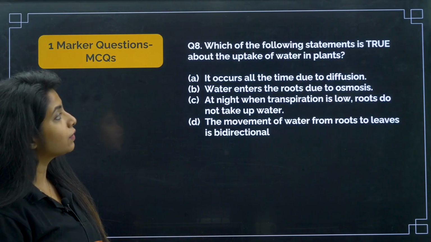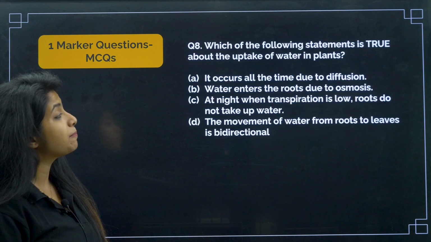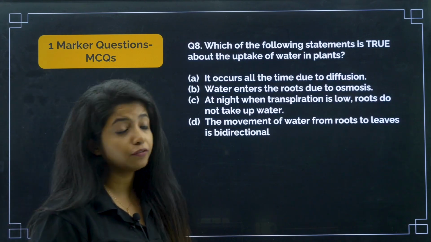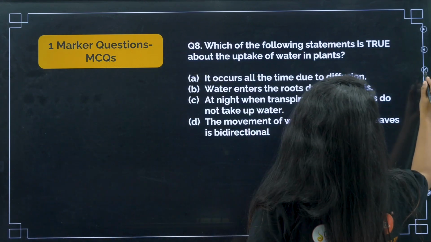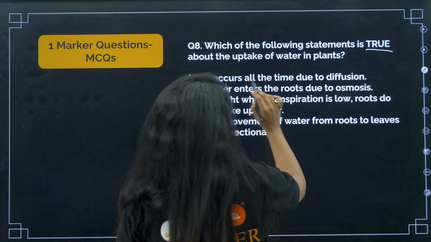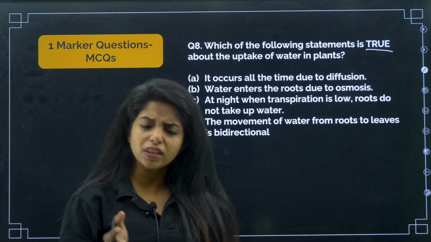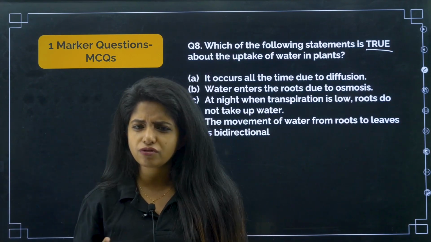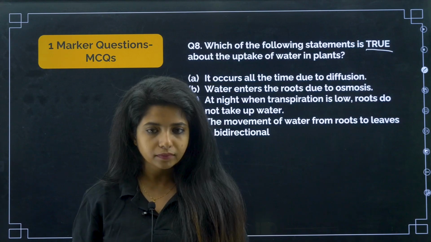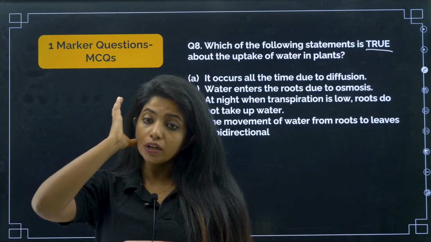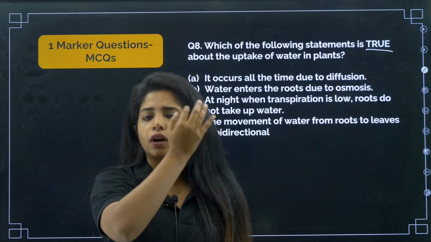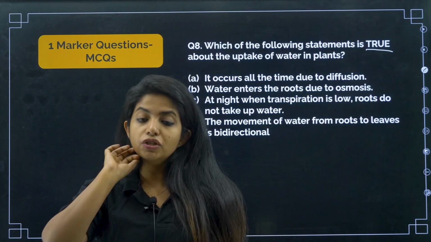Which of the following statements is true about the uptake of water in plants? You have to find what is true, my dear children. So let's see what is true. It occurs all the time due to diffusion. Do you think it can occur all the time due to diffusion? Uptake of water? No, it's not occurring all the time due to diffusion. There are a lot of things running behind it, and it's more than diffusion.